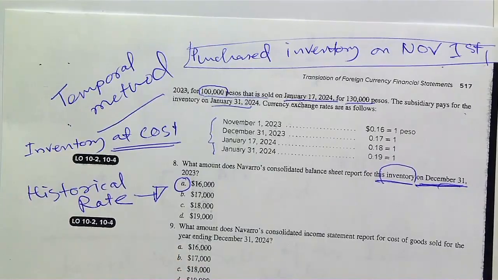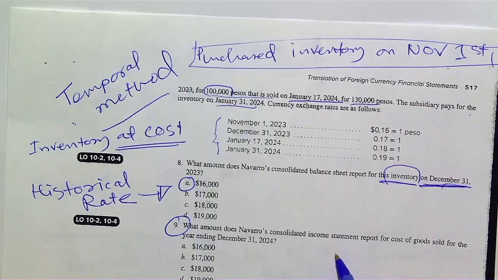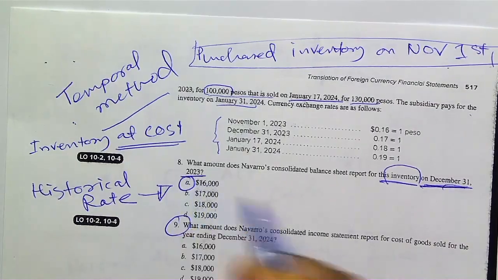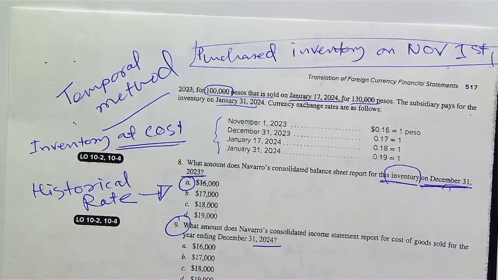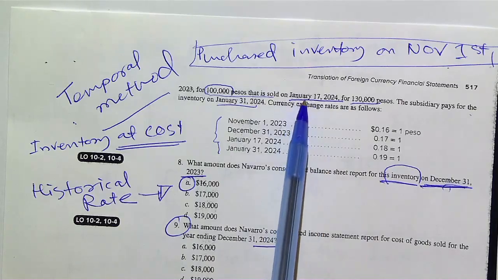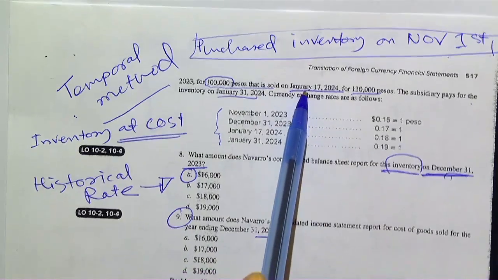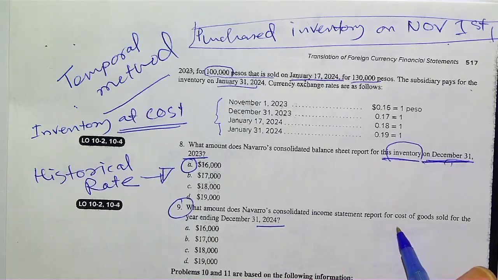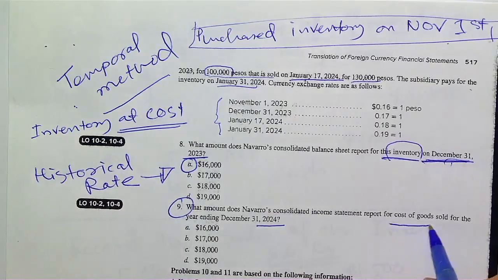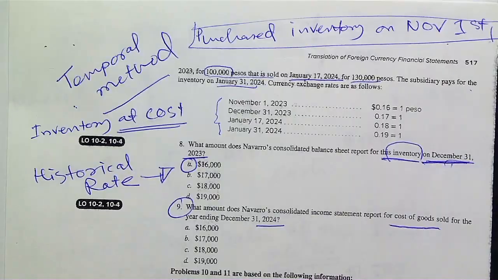Number 9. So, this is last year's ending inventory, December 31st, 2023. In 2024, you sold that inventory. You have all the dates. The day you sold the inventory is January 17. And when you sell the inventory, you have to record the sales revenues. You also need to record the cost of goods sold. I showed you the journal entries.